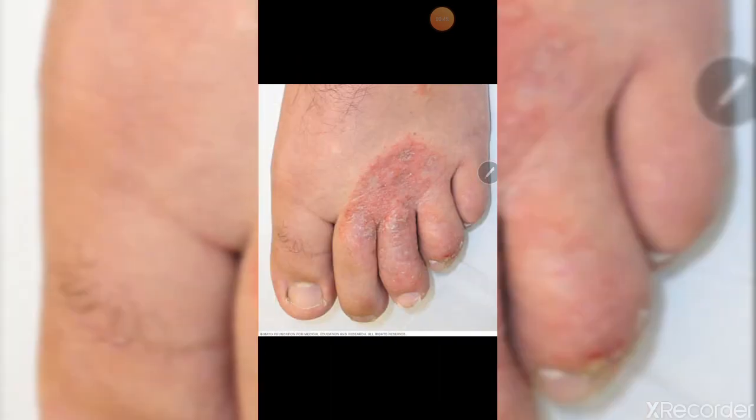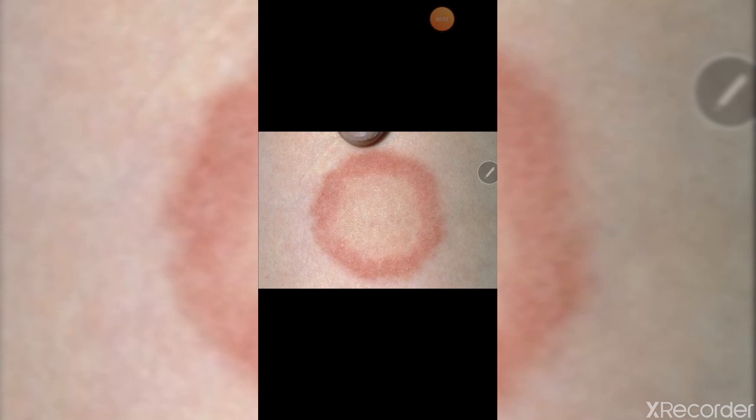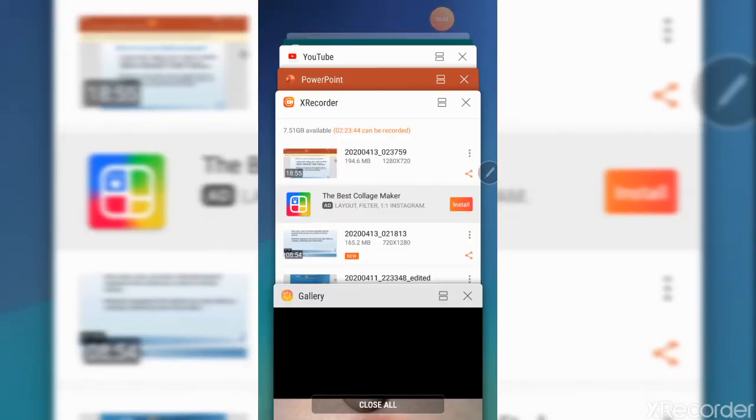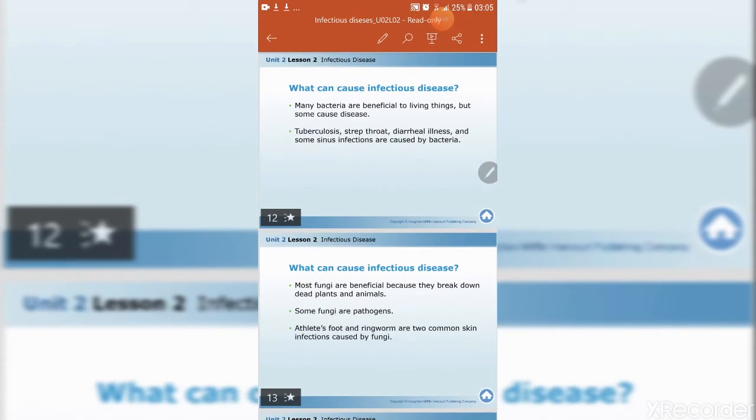The other type is athlete's foot. This picture is very bad, so it's enough. As its name suggests, it starts between the toes because of staying in closed shoes for a long time during the day, and the sweat that stays between the toes for a long time. This is what causes athlete's foot.